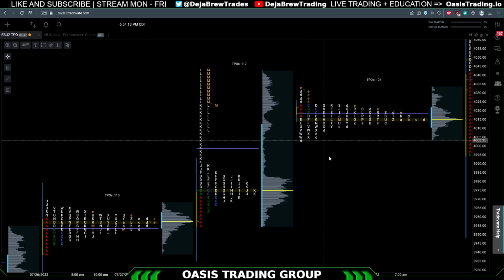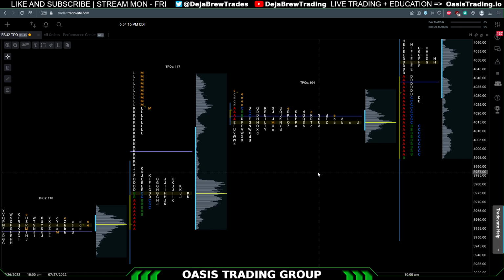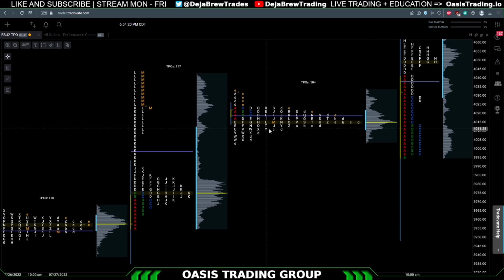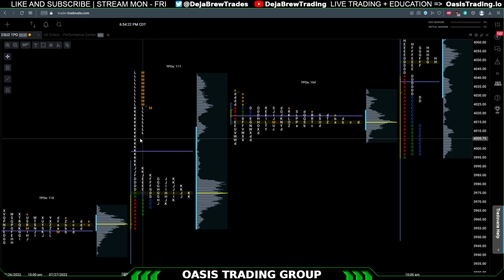So if we get rid of this here and take a look at the next day, we can see what happens. The pre-market pulls back and tries to fill in that single print zone. It only fills in a couple of the single prints, about 3 to 4 of them, but it leaves these lower ones unfilled or untested.